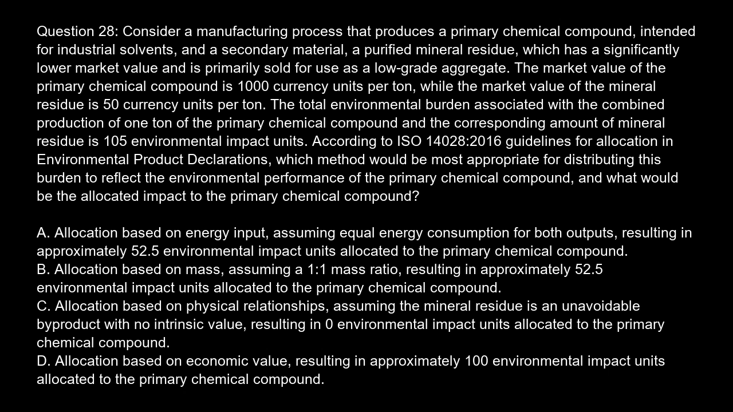Option B. Allocation based on mass, assuming a 1:1 mass ratio, resulting in approximately 52.5 environmental impact units allocated to the primary chemical compound. Option C. Allocation based on physical relationships, assuming the mineral residue is an unavoidable byproduct with no intrinsic value, resulting in 0 environmental impact units allocated to the primary chemical compound. Option D. Allocation based on economic value, resulting in approximately 100 environmental impact units allocated to the primary chemical compound.